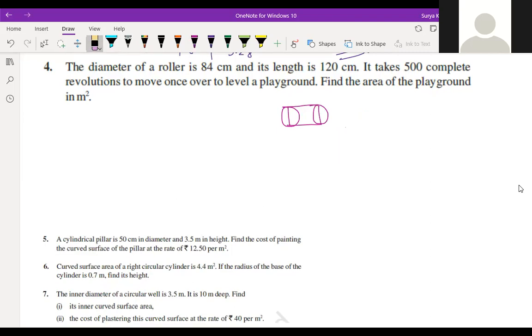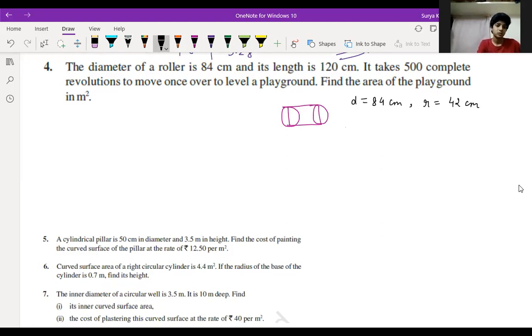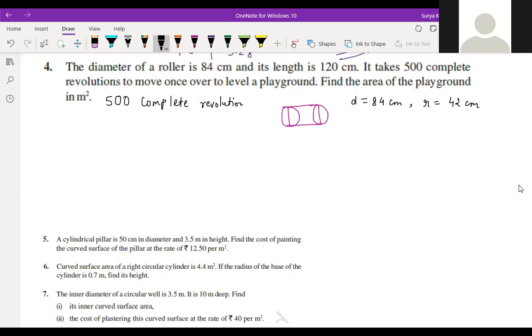So the diameter of the roller is given over here. If you write here, diameter of the roller is 84 centimeter. It means that radius is equal to what? 42 centimeter. It takes 500 complete revolutions. And the length is also given here. Length is nothing but the height of the roller, that is 120 centimeter. So one complete revolution means what, children?